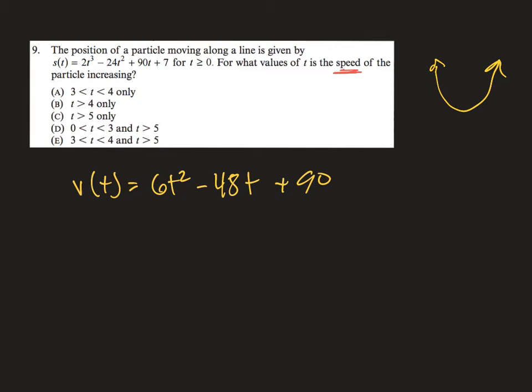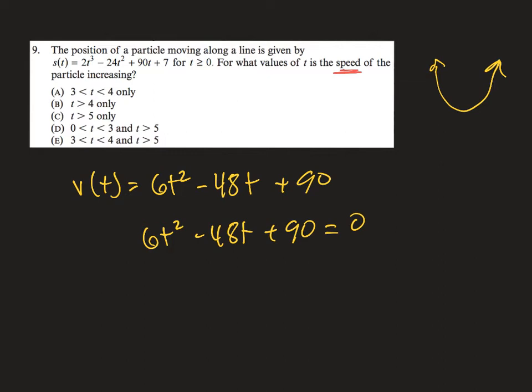If I'm doing this with a graphing calculator, I simply graph the velocity, flip the parts up that are below the x-axis, and then pick out the answer. Okay, but let's see if we can locate where this thing is below the x-axis. Essentially, we need the zeros. So we're going to set 6t squared minus 48t plus 90 equal to 0.